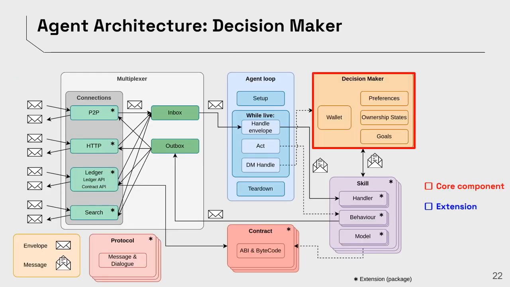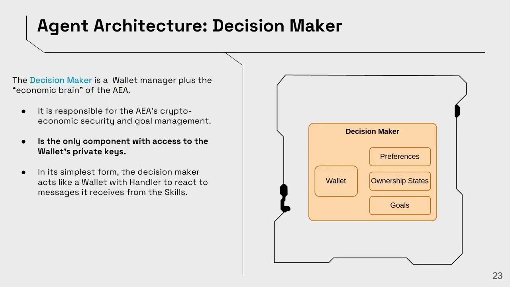The next component of the library is the decision maker. The decision maker is a wallet manager plus the economic brain of the AEA. It defines a set of preferences and goals according to the user's needs. It is responsible for the AEA's crypto-economic security and goal management. Most importantly, it is the only component with access to the wallet's private keys. In its simplest form, the decision maker can be thought of as a wallet with a handler that reacts to messages it receives from skills.